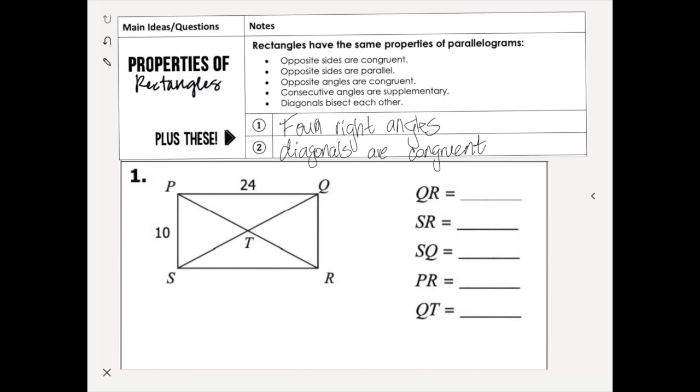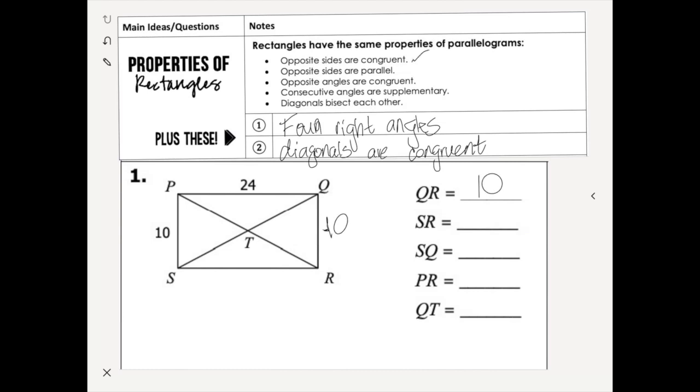So we're going to use these properties of rectangles to solve for missing sides and missing angles. So let's look at number one. We need to find QR. QR is this side right here. So one of the properties is that opposite sides are congruent. That's right here. So if PS is 10, then we also know that QR is 10.